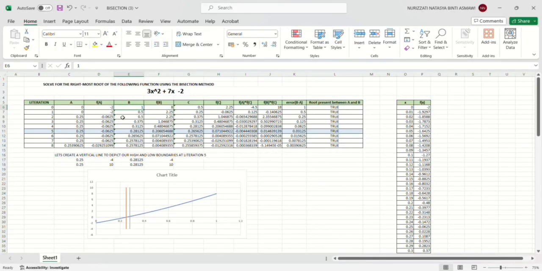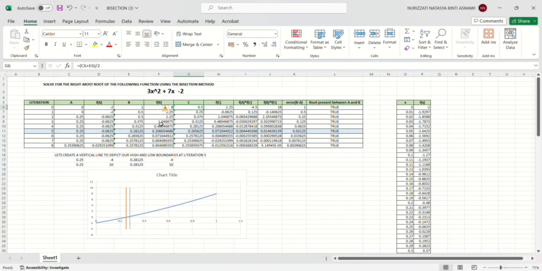Same goes to B. B is the upper boundary. So for the value of B, we also use the reference video, which is we choose the value of 1 as the value of B. And then we substitute the value of 1 into the function, and then we get the answer of f of B, which is 8. The next one, C, is the midpoint.